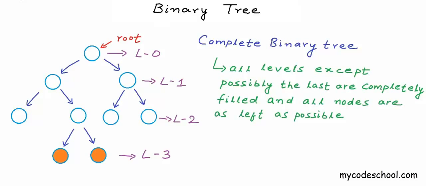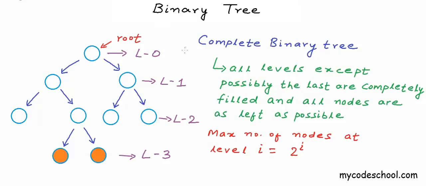If we go numbering all the levels in the tree like L0, L1, L2 and so on, then the maximum number of nodes that we can have at some level i will be equal to 2 to the power i. At level 0 we can have 1 node. 2 to the power 0 is 1. Then at level 1 we can have at max 2 nodes.